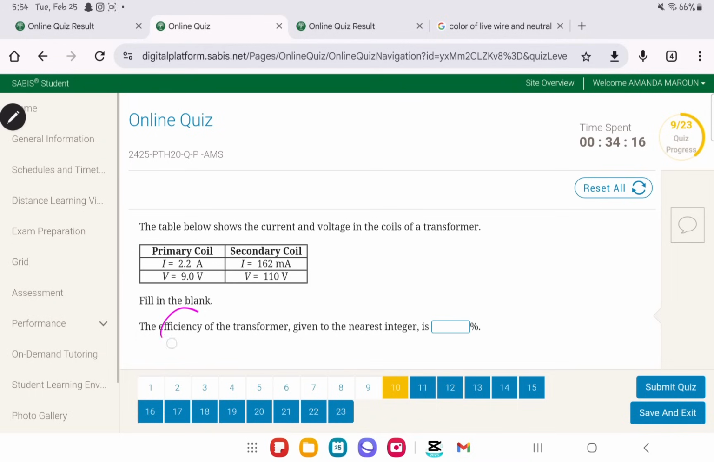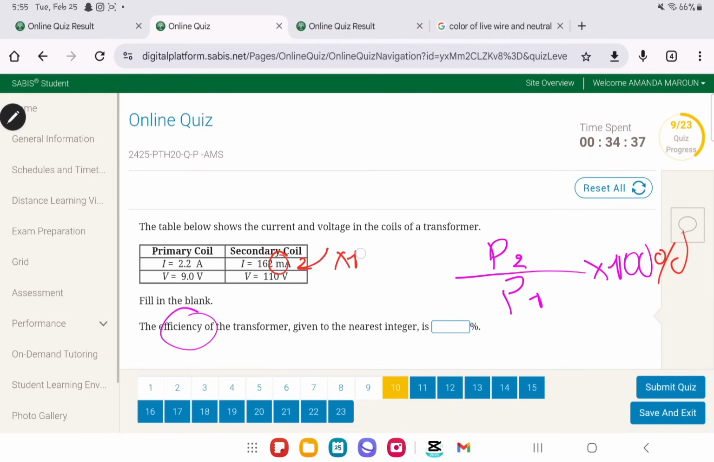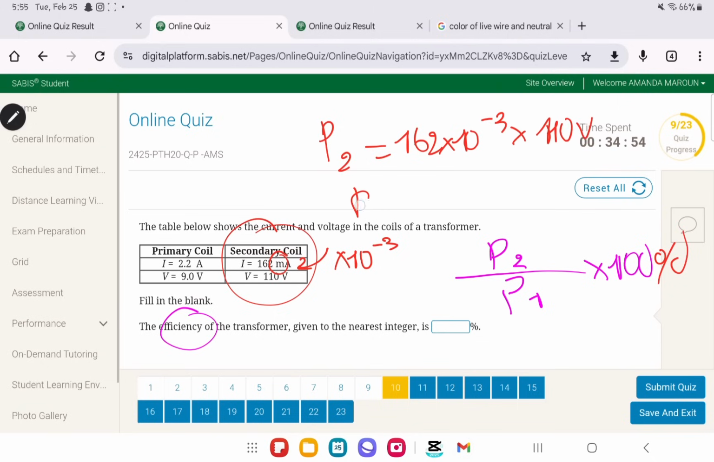They need us to find the efficiency of the transformer. Very simply, efficiency is power 2 over power 1 times 100%. Here we have a small issue in that we have everything in amperes and volts, and this is only in milliamperes. So to change it from milliamperes to amperes, we multiply it by 10 to the power of minus 3. So for the secondary coil, which is power 2, its power is going to be 162 times 10 to the power of minus 3 times 110 volts. And then power 1 is very simply 2.2 times 9.